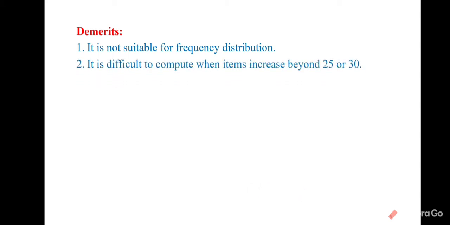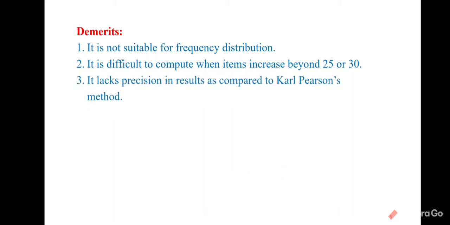Demerits. Each and every method has merits and demerits. In this, it is not suitable for frequency distributions like interval forms. It is difficult to compute when items increase beyond 25 or 30, because the accuracy will not be exact. That's the reason this is a drawback here. It lacks precision in results as compared to the Karl Pearson method, so it lags in predicting the results.